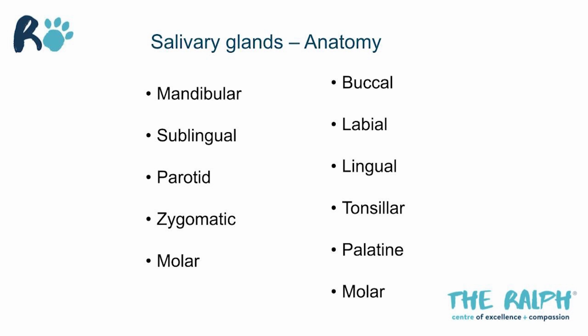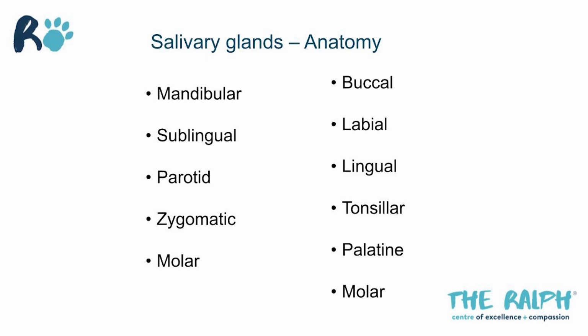So to start with, an anatomy reminder. The salivary glands in cats and dogs, we divide them into major and minor. On the left side of the screen, you can see the major glands in the dog and the cat, and on the right side, the minor salivary glands.